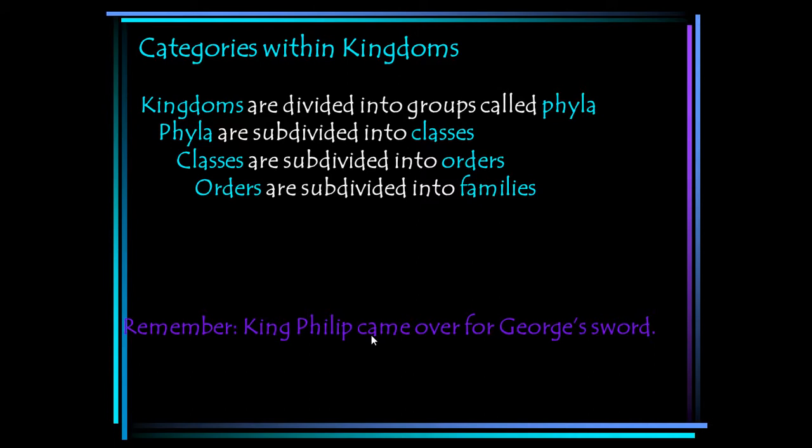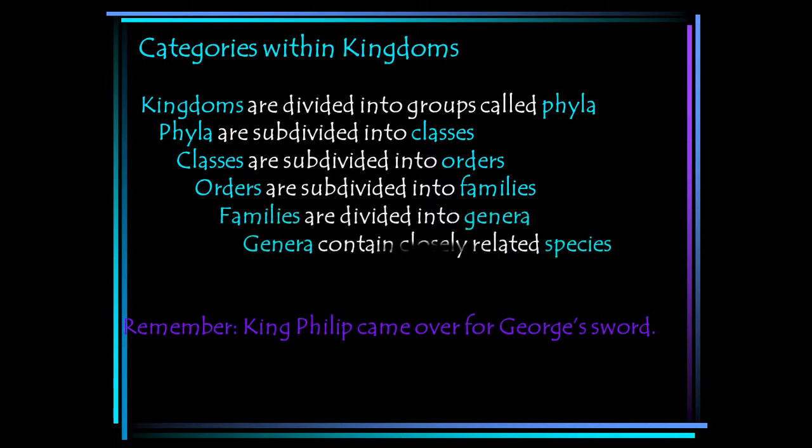Then we have order, family, genus, or the genera, and species. The species is the unique organism, the individual organism. So once you get all the way down to species, the species of any organism share the same characteristics, but there's something different about them than any other organism in the same genus.